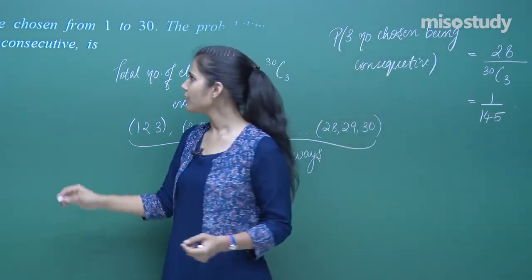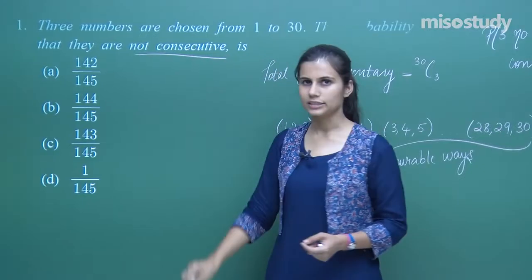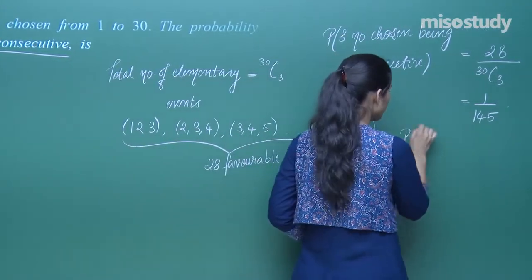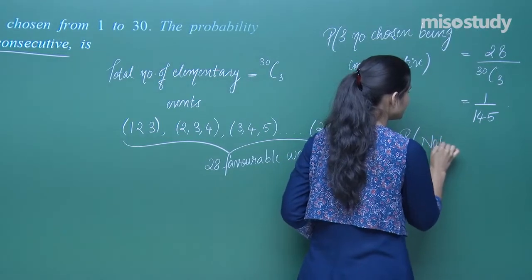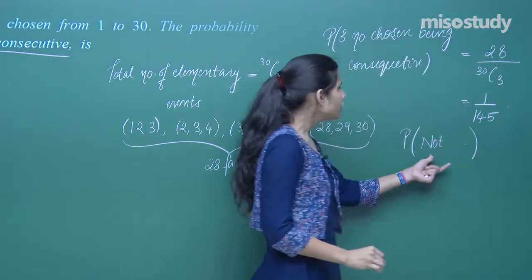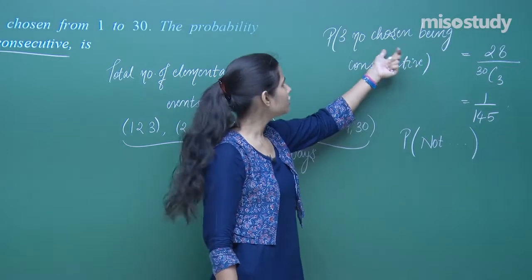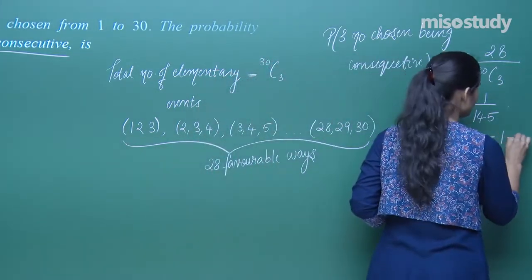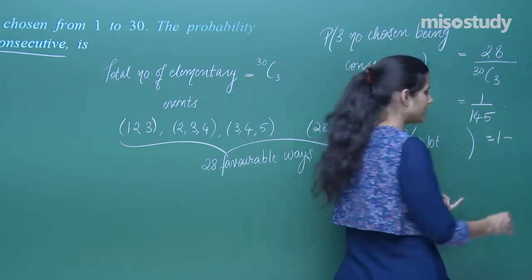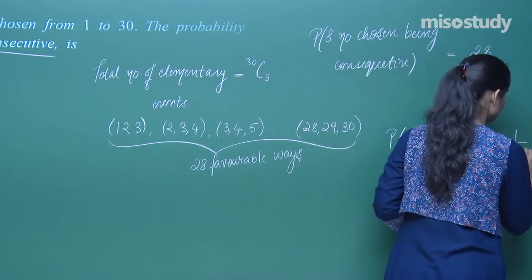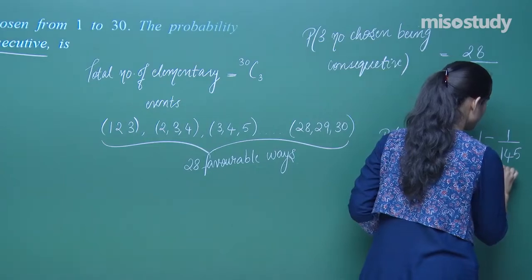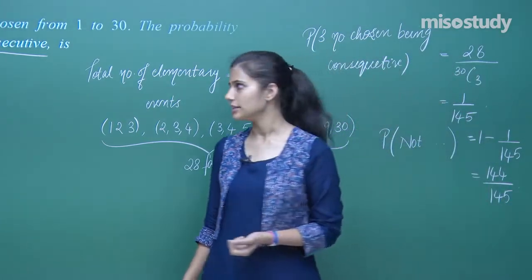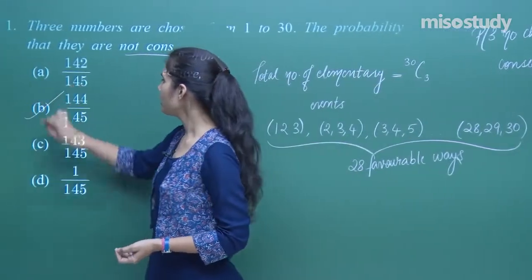But the question is to find the probability that they are not consecutive. So the probability of happening of an event is this. So the probability of not happening of that event, that means probability of 3 numbers chosen being not consecutive, will be 1 minus probability of happening of that event, which is this. And this gives you 144 by 145 as your actual answer. So your answer is 144 by 145.